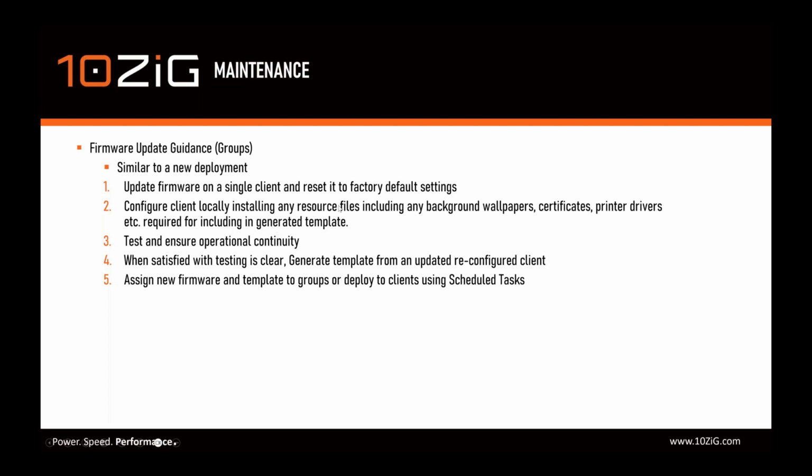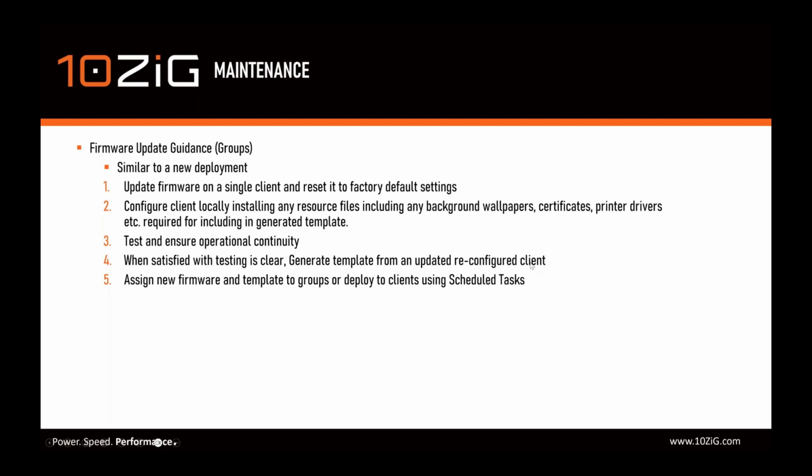Again, installing any resource files, including a background wallpaper, certificates, printer drivers, etc., required for inclusion in the generated template. Again, with the new firmware applied, test the configuration and ensure that it is all operating in the same way as it was before. And when satisfied with testing, you can then generate a new template for the new firmware level from the updated reconfigured client.